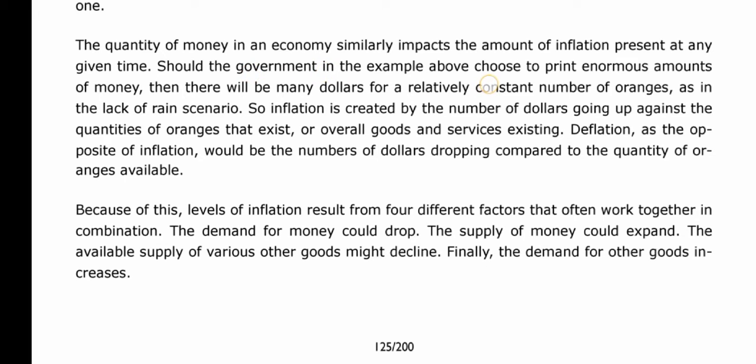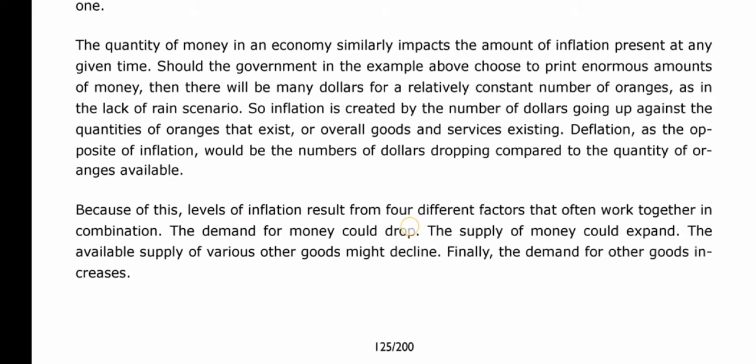In the examples above, the government used printing to create enormous amounts of money. There will be many more dollars relative to the number of oranges in that scenario. Also, inflation is created by the number of dollars going up against the quantities of oranges, that is, the overall goods and services existing. Deflation, the opposite of inflation, would be the number of dollars dropping compared to the quantity of oranges available.